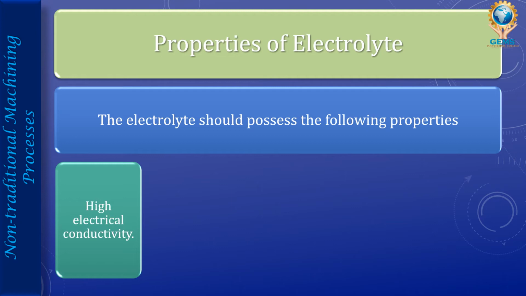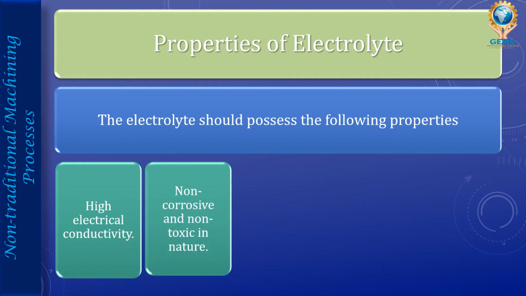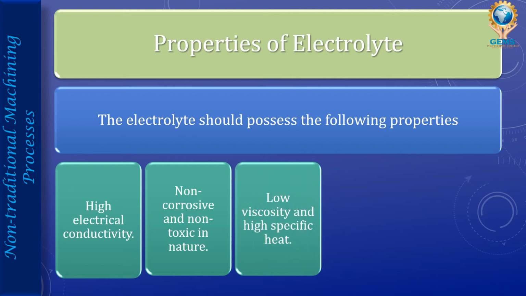So the electrolyte must possess high electrical conductivity, and it should be non-corrosive and non-toxic in nature. Non-corrosive means it should not corrode the other metal particles. This electrolyte should not corrode the other metal particles, and it should not be poisonous in nature.